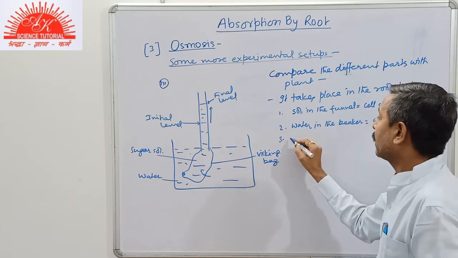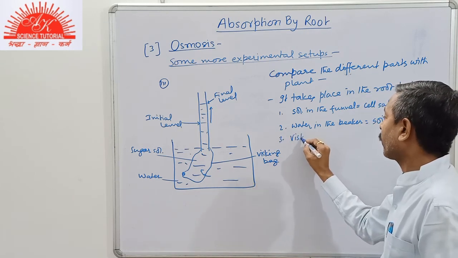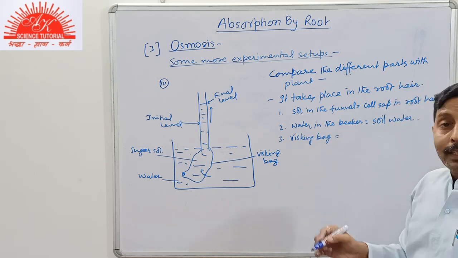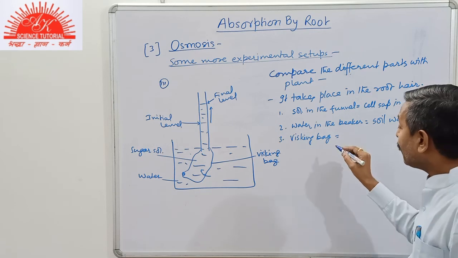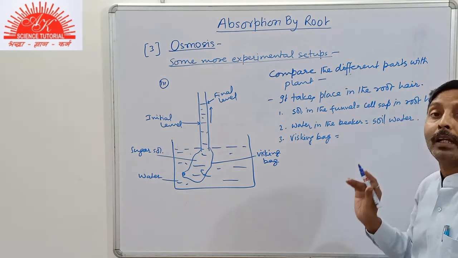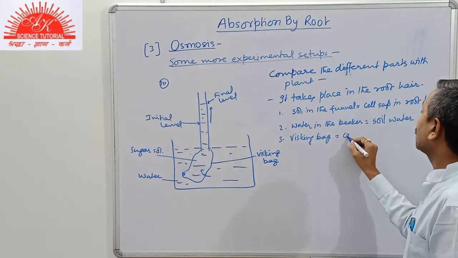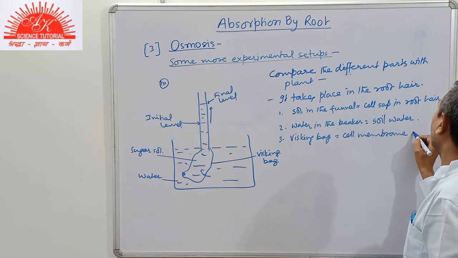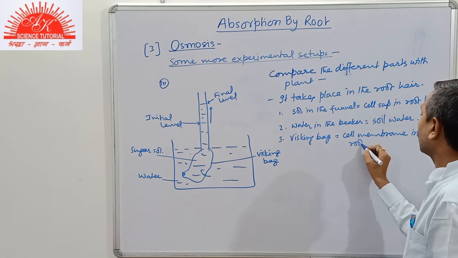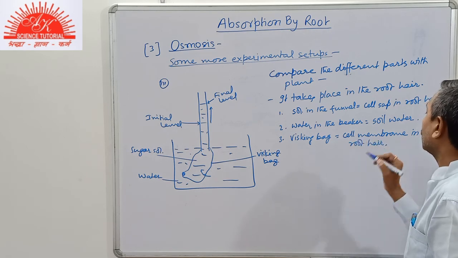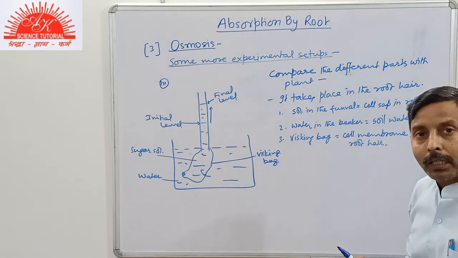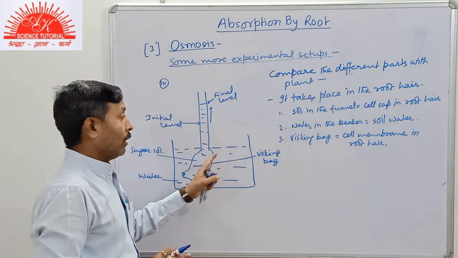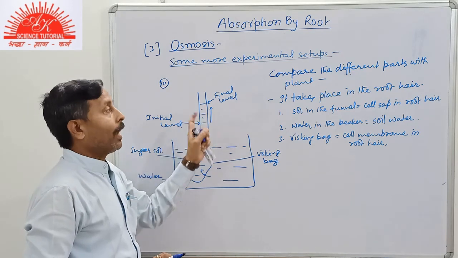Third, this whisking bag. Now the whisking bag is a semi-permeable membrane. So in the plant root hair, where this phenomenon is taking place, it is the cell membrane in the root hair. Clear, student? So this type of question is asked, to compare with the plant parts.